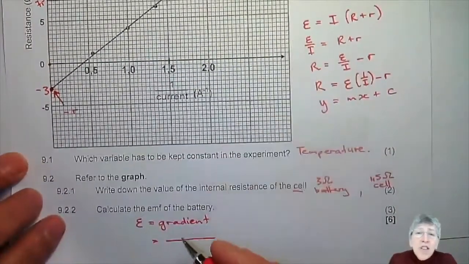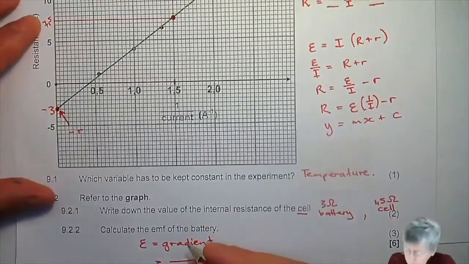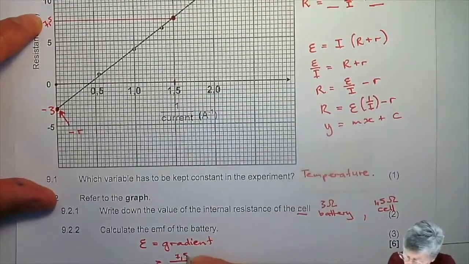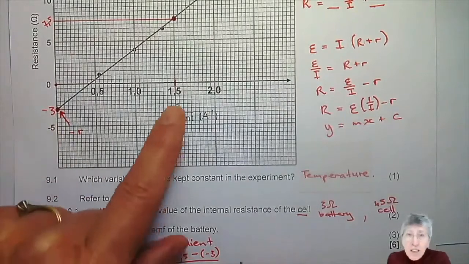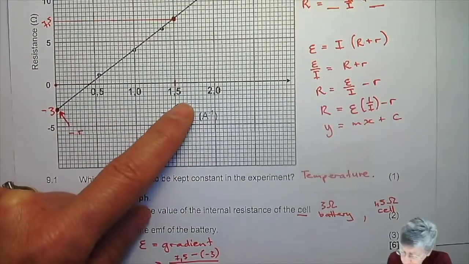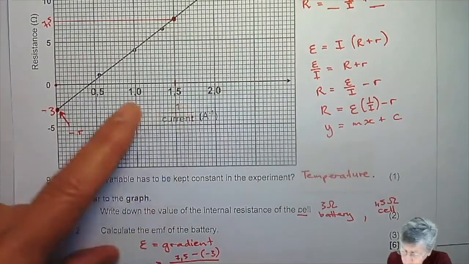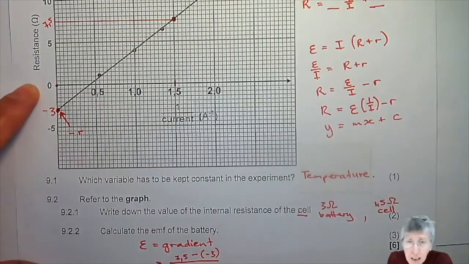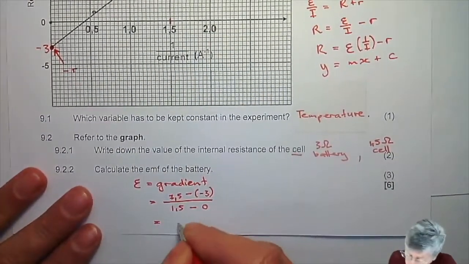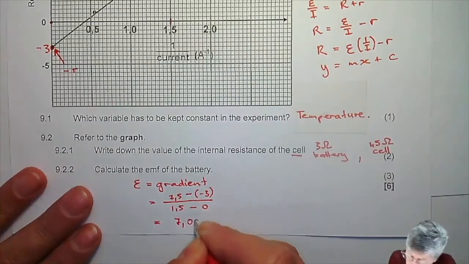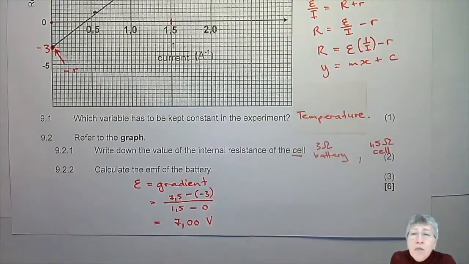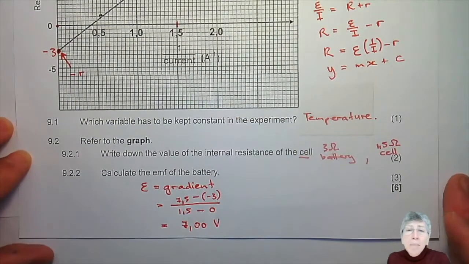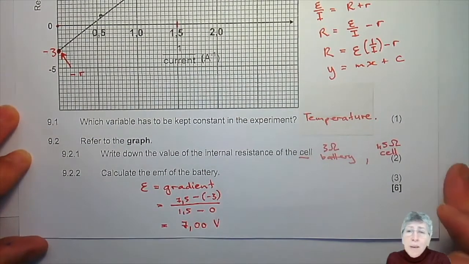So change in y-axis, that will be 7.5 minus 3, divided by change in the x-axis, final x value 1.5, original x value 0, and you end up with 7,00 volts. And remember, you have to put the 00 there. You need a minimum of 2 after the comma.